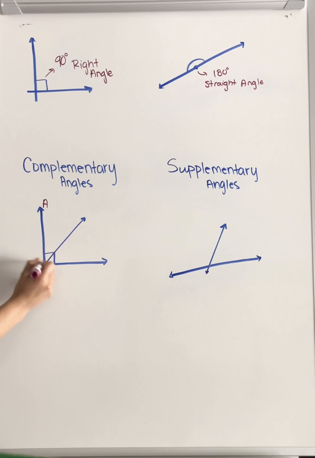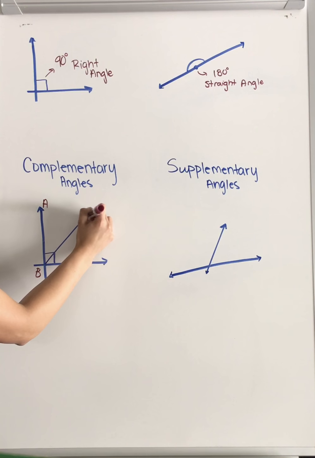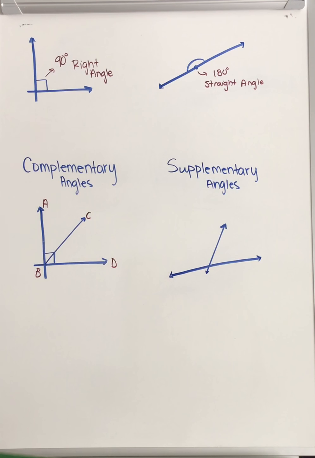So A, B, C, and D. And they might tell you something like angle ABC. You need to know which one that is. So you basically just follow the letters. So angle ABC would be this angle right here.